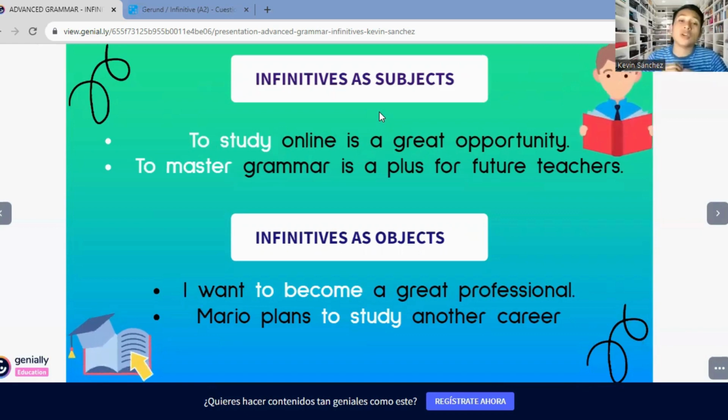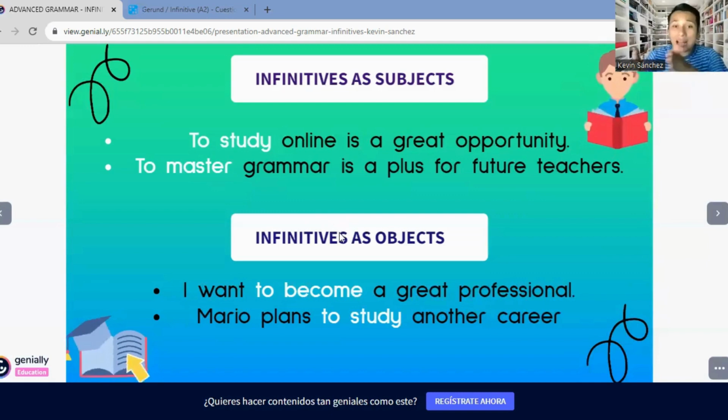For example, number one, to study online is a great opportunity. Number two, to master grammar is a plus for future teachers. So there you see, here we have two examples in white. It is in white because it is acting as the subject of the sentence. Okay, so that's the first usage. Now let's go with the second usage. The second usage is infinitives as objects.